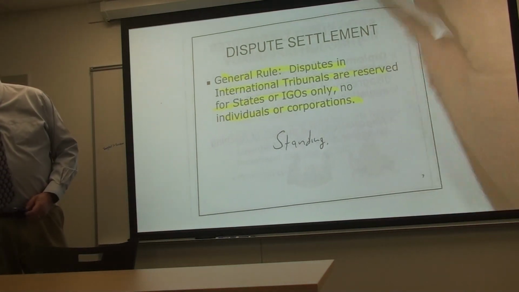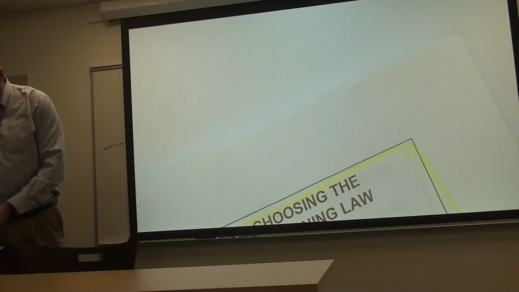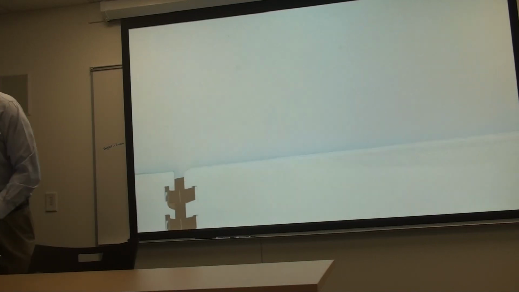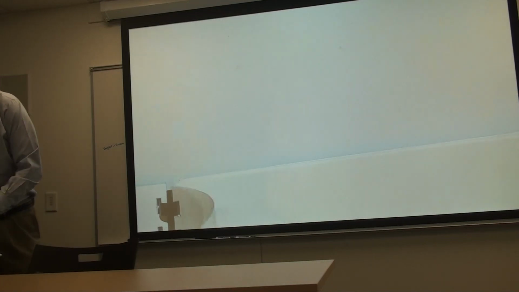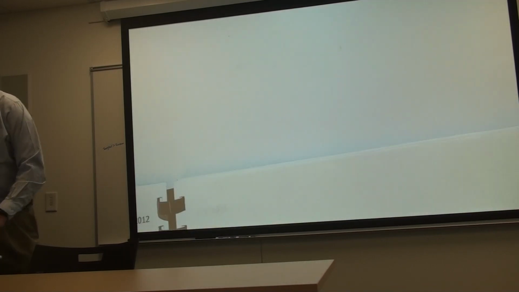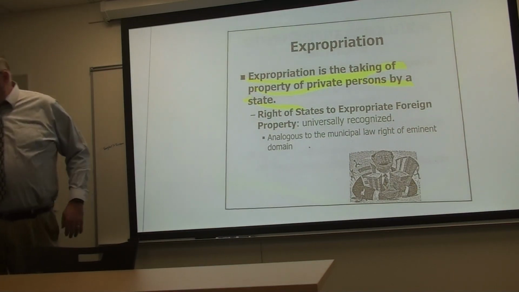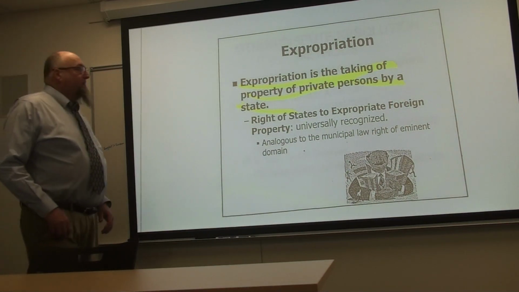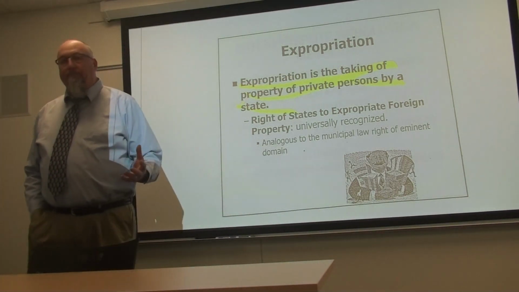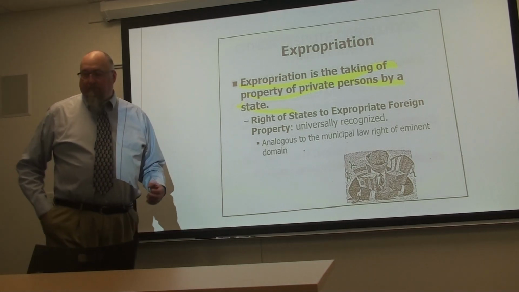So when we talk about one of the types of claims that is commonly involved, let me get to the right page here, page 12. When we talk about one of the common types of claims that an individual may have against a state, it is a claim for what is called expropriation.